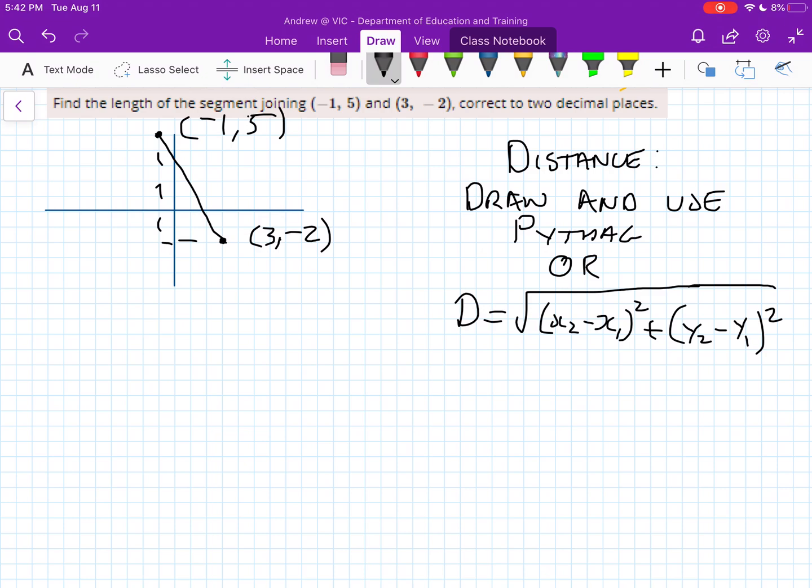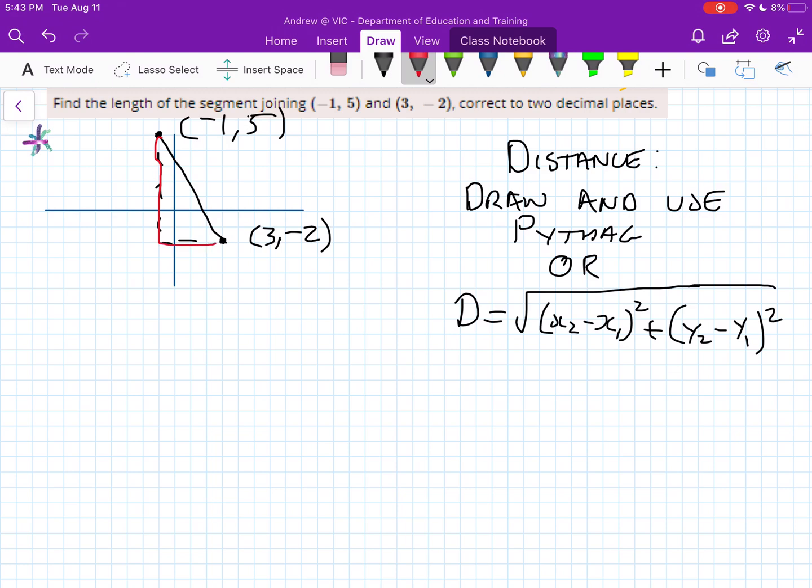There's a couple of ways to do this. First, you can use Pythag, and this is really good if you're a visual kind of person. So you can sketch out your graph like I've done up the top here. I've done just a rough sketch of my graph, and I've got the points here, and I've sketched up a triangle. So hopefully you can see my right angled triangle. Sorry, it's a bit crooked.